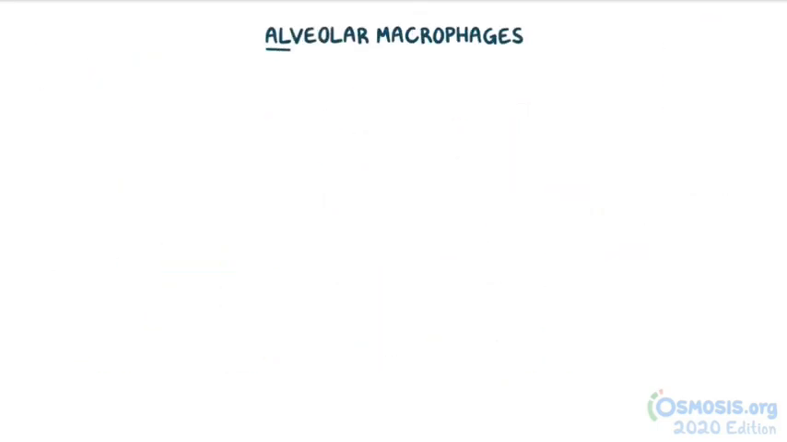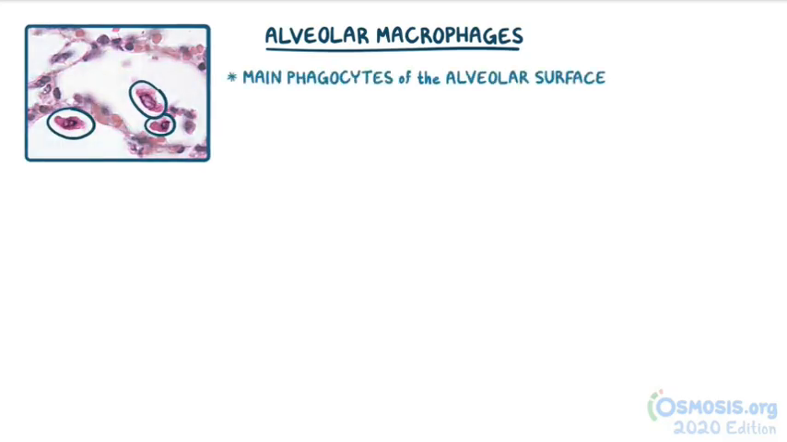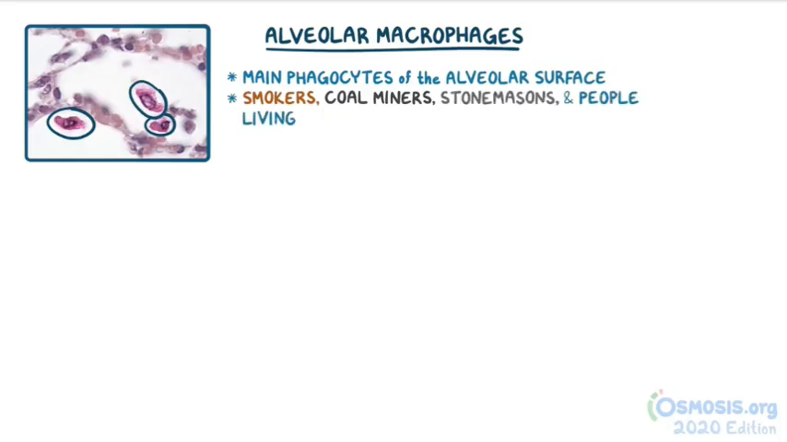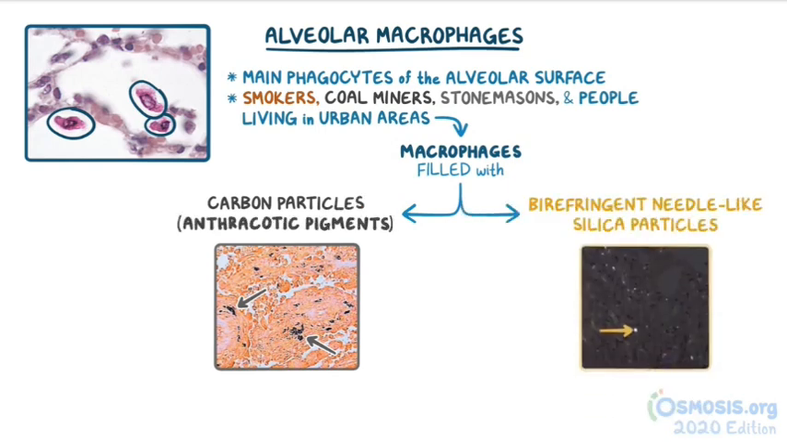Alveolar macrophages are present in both the connective tissue of the interalveolar septum as well as the lumen of the alveoli, as seen in this image. The alveolar macrophages act as the main phagocytes of the alveolar surface. As a result, smokers, coal miners, stonemasons, and people living in urban areas will often have alveolar macrophages that are filled with carbon particles called anthracotic pigments and birefringent silica particles when slides are examined under polarized light. In both of these example images, the individuals had a long history of cigarette smoking.